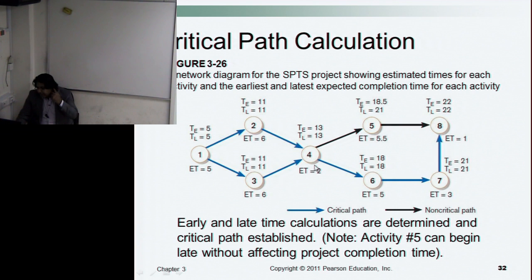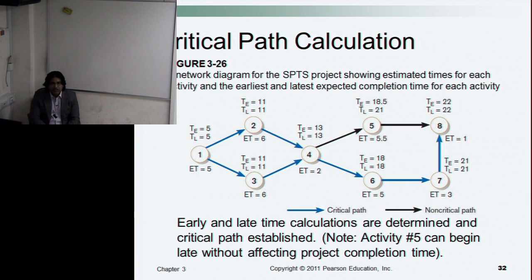So now activity 4 has two preceding activities. Or in other words, activity 2 is followed by activity 4 and activity 3 is also followed by activity 4. Now 4 is dependent on two activities, so we need to calculate its earliest time. Earliest means how early, right? How early you can do this job.